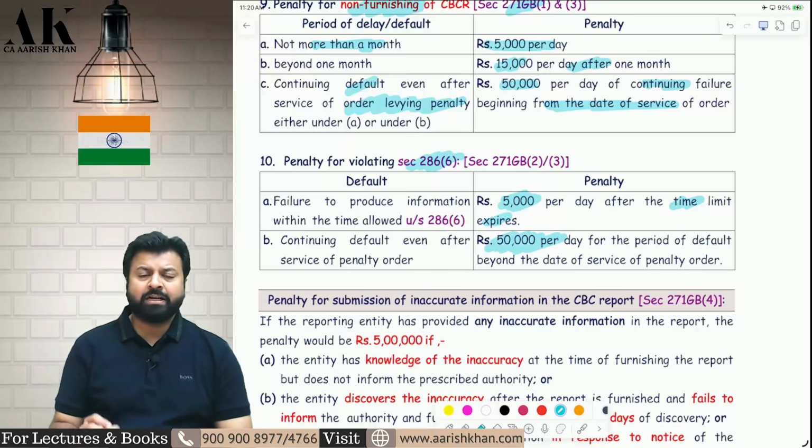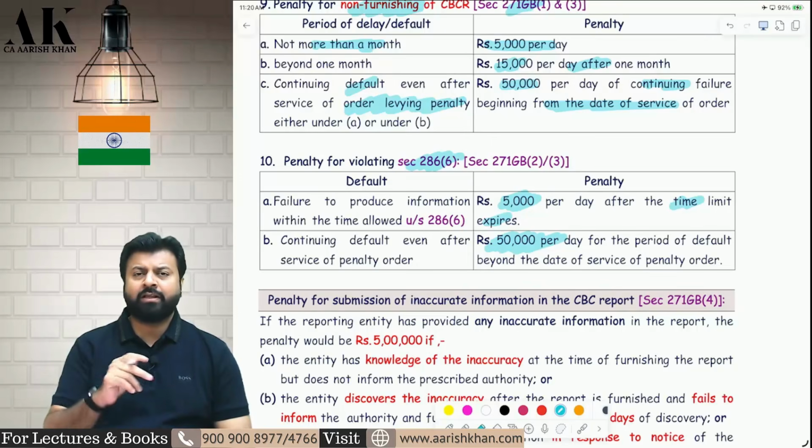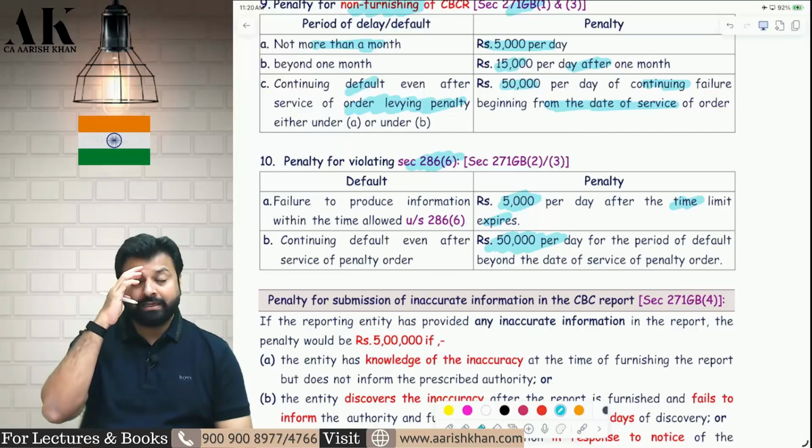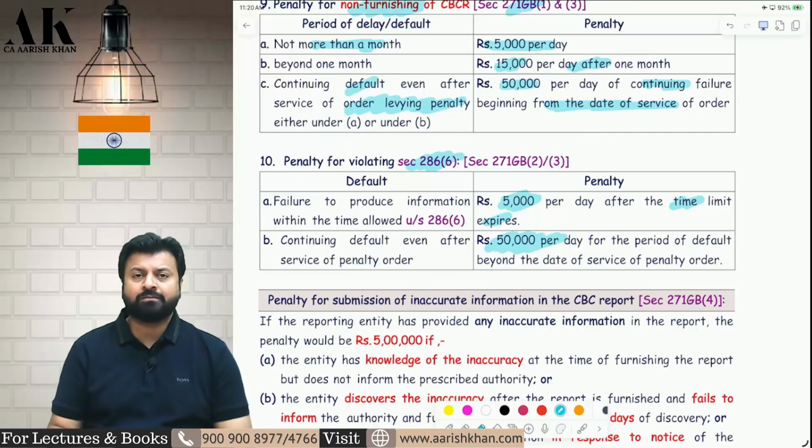After that, the department will send you a notice, will send you an order that this much is the penalty. Please file the CBCR and pay the penalty. You are still not replying. You are still not complying with the notice and the order. Therefore, in that case, 50,000 rupees per day penalty will be imposed on you.